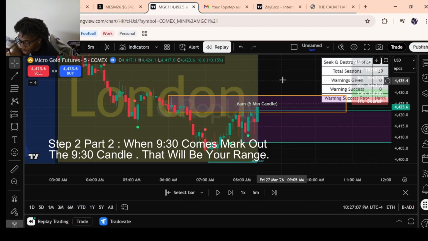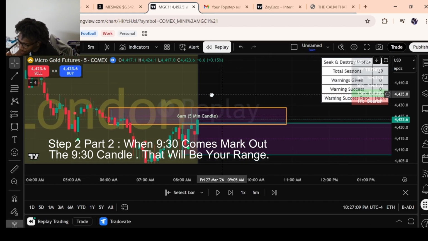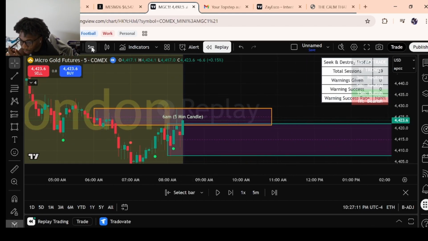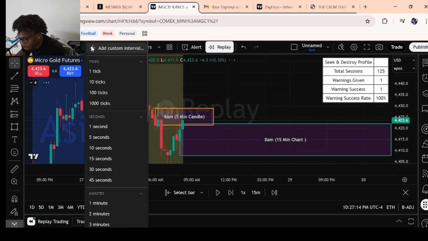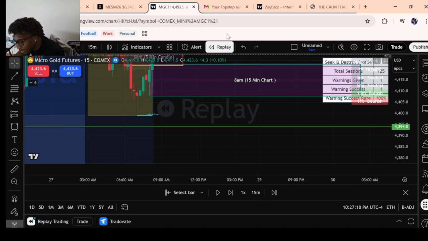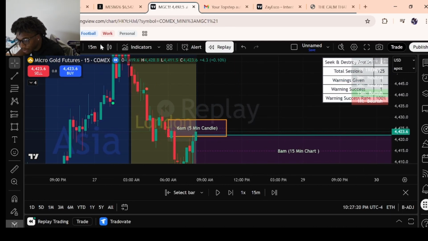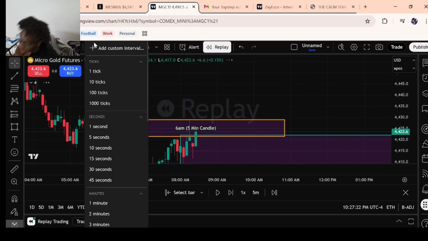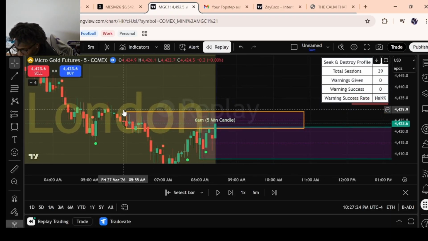Now that's part two, right? Well, part two of my setup. So now the first step, go to the 15-minute chart. Mark out the 8 a.m. candle, boom, stretch it out. Go find your highs, go find your lows, fair value gaps. Step two, 5-minute chart, right? Go to the 6 a.m. There you go.